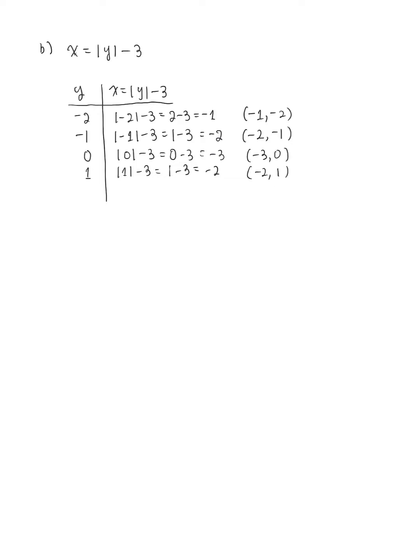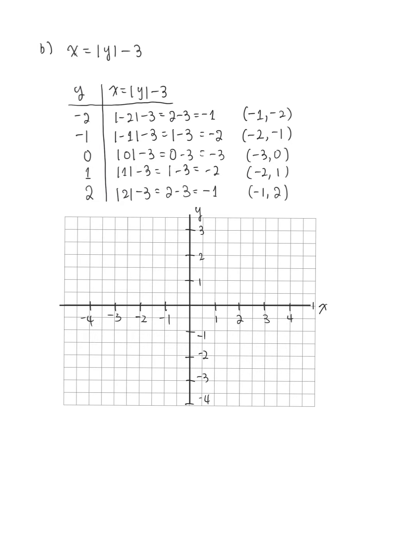And then, you know what, let's just do x equals 2 as well. So you're going to have an absolute value of 2 minus 3, which is just 2 minus 3. So that's -1. So we're going to be plotting -1 comma 2. All right, let's do the fun part.